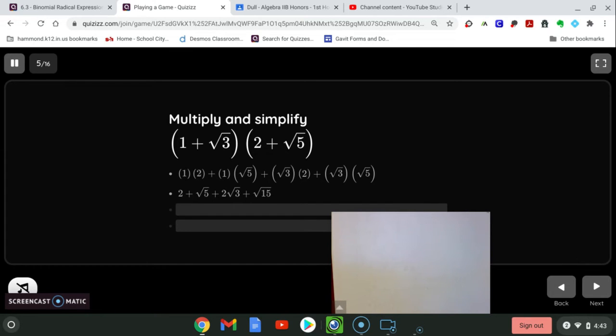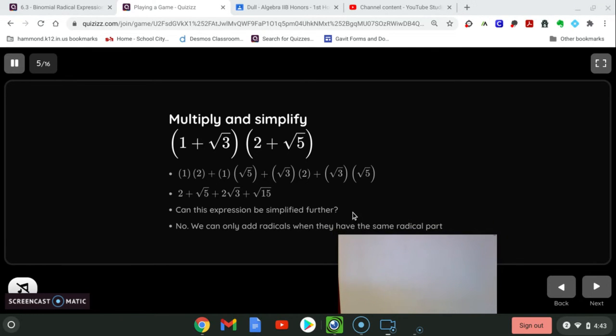So now we're going, well, when I was multiplying two binomials, I always had some like terms to combine. What happens here? Because I don't see variables. Okay, so can this expression be simplified further? And as it turns out, no. Just like we can only combine like terms when they have the same variable, same exponent, when we're trying to combine radicals, we can only do that when they have the same radical part.